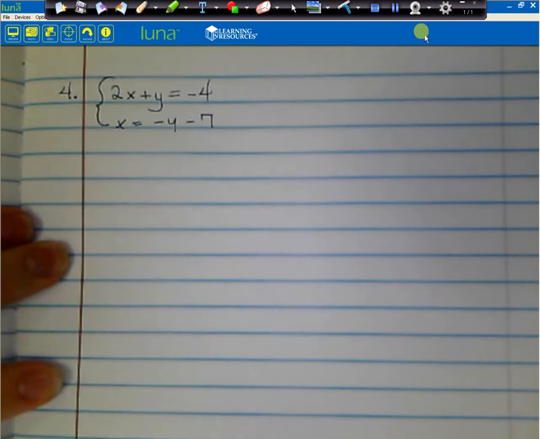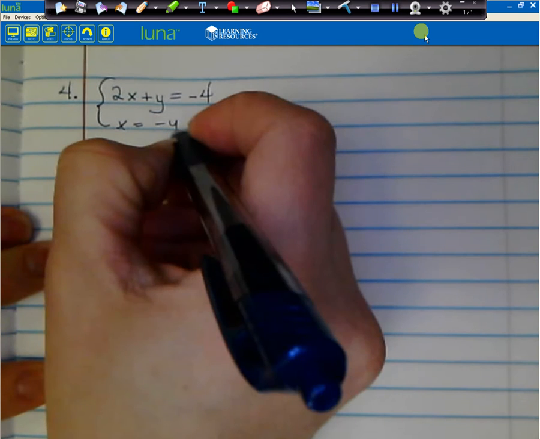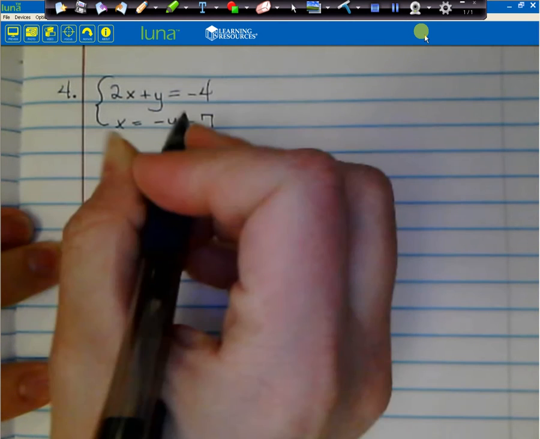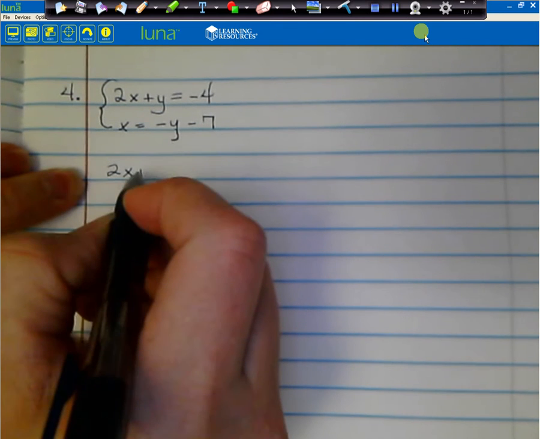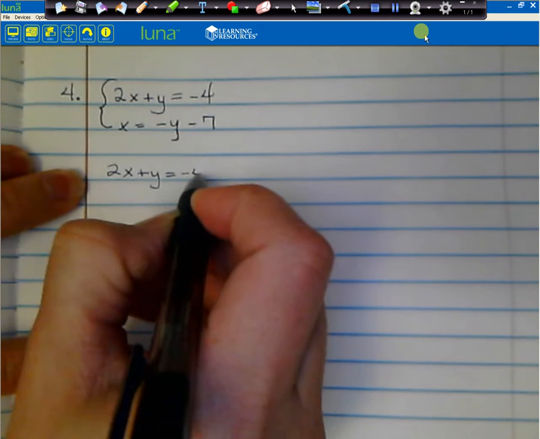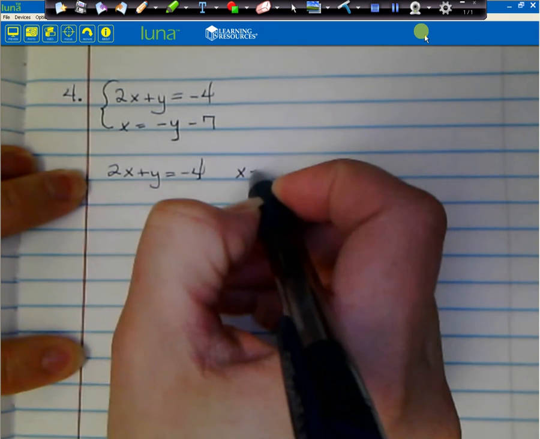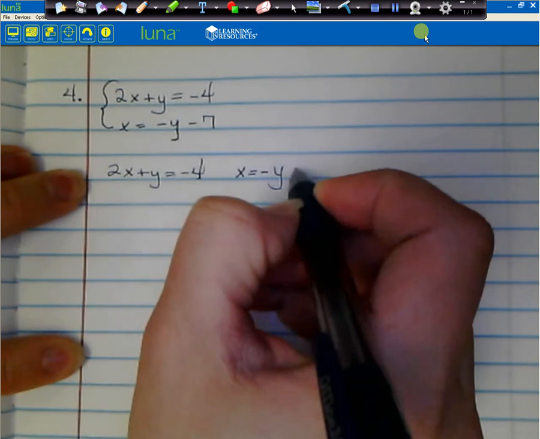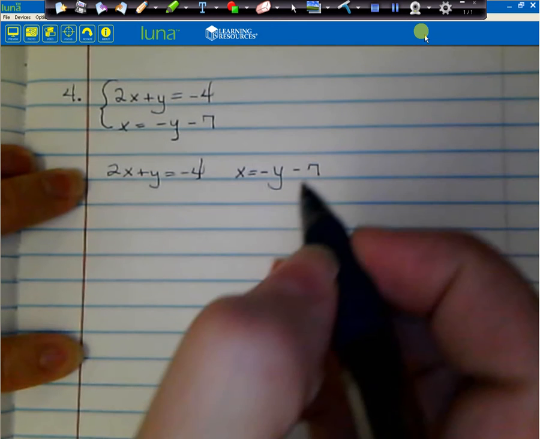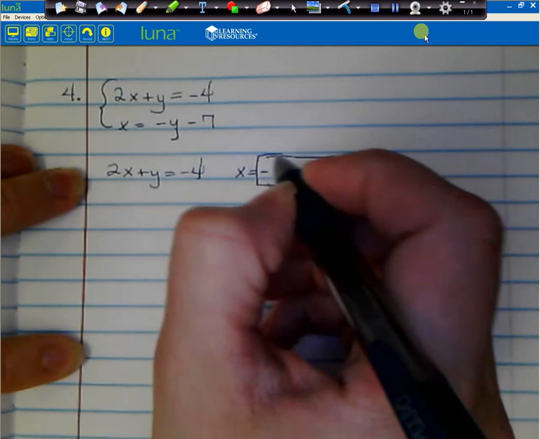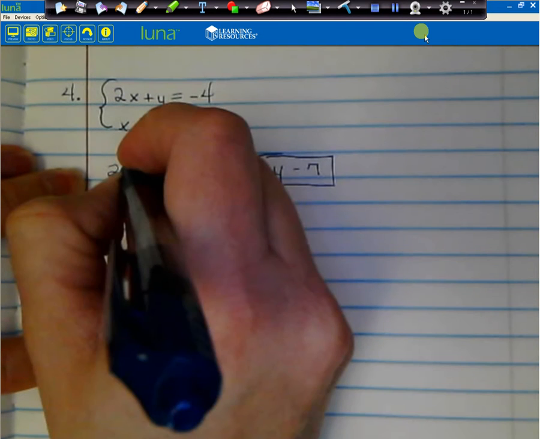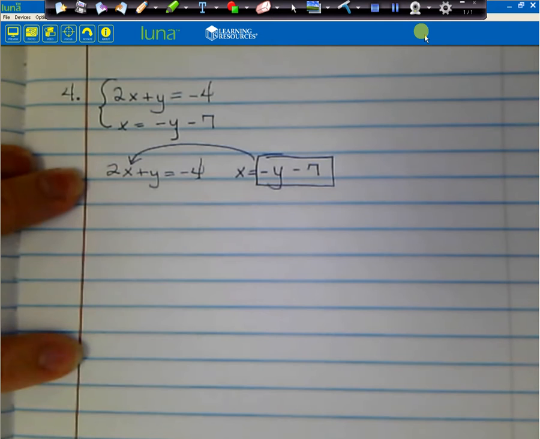If you look at our second equation here, we have x equals negative y minus 7. So our x is solved for here, and we're going to plug this in. We're going to write our equations out side by side. 2x plus y equals negative 4. X equals negative y minus 7. So we're going to take this, where our x is solved for, draw a box around it, and we're going to plug this in for x here in the other equation.